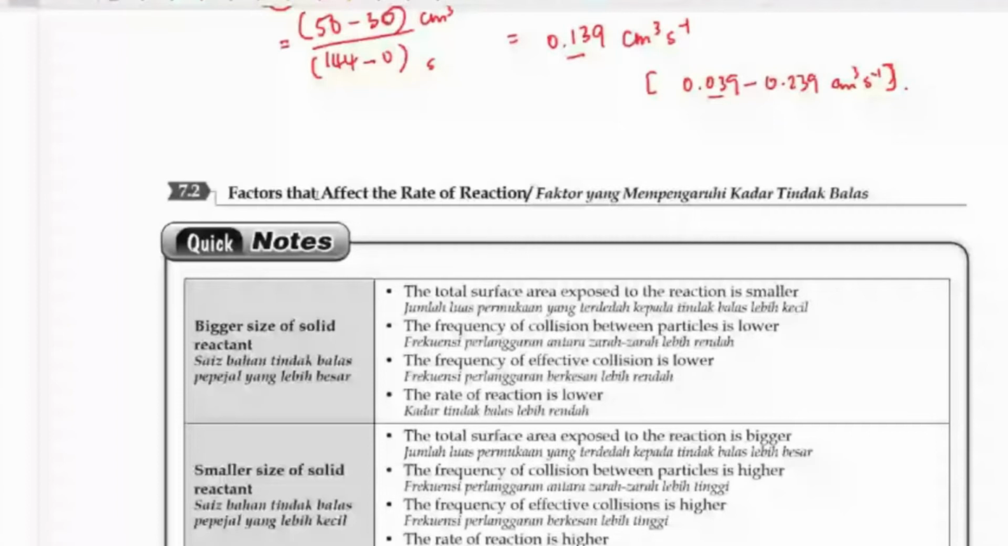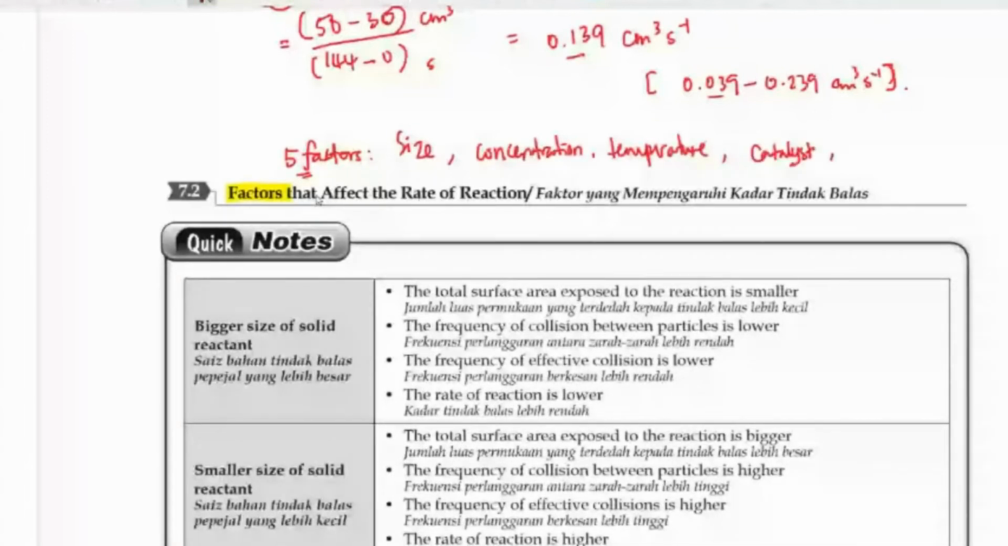Now, factors affecting the rate of reaction. You record down, there are 5 factors. First one is the size. Second factor is concentration. After that, temperature. Another one is the catalyst.